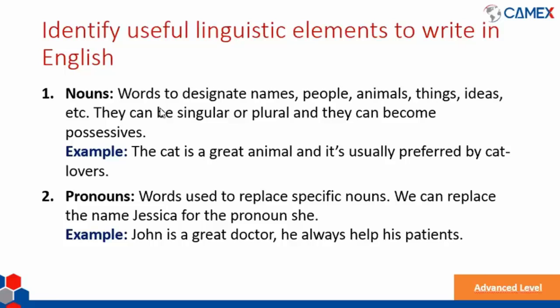Okay, so did you find the noun and the pronoun? Let's see the answers here. Okay, so in the first sentence, you had "The cat is a great animal and it is usually preferred by cat lovers." We had two nouns there, which are cat, because it refers to the animal, and cat lovers, which is a term to talk about the people who love cats.